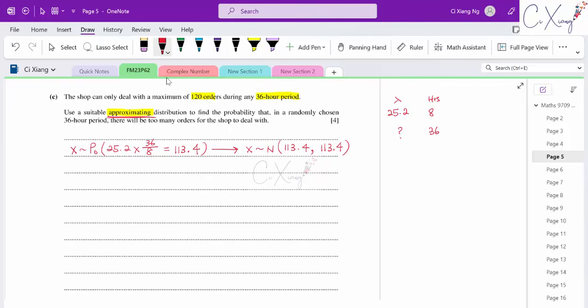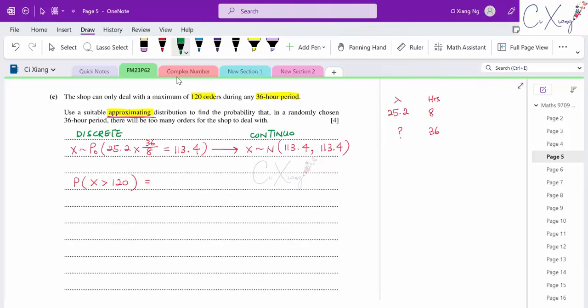Okay, then to calculate the probability, they want us to calculate the probability that there will be too many orders for the shop to deal with. So the number of orders the shop can deal with is 120. So too many orders means that X is more than 120. Okay? So when I'm having the probability of X more than 120, before I calculate the probability, we should know that Poisson distribution is a discrete random variable. And then the normal distribution will be a continuous random variable.